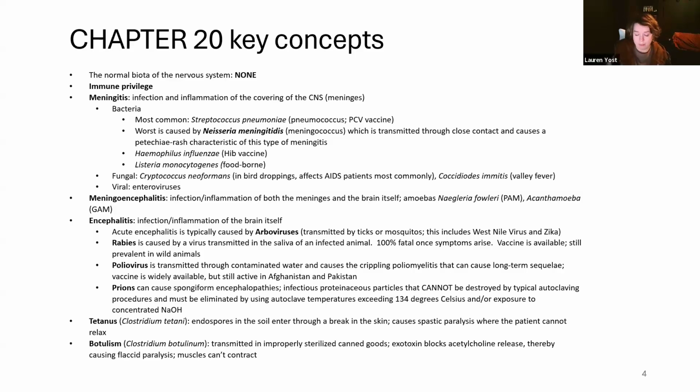You do need to know Streptococcus pneumoniae. Does it sound like it causes pneumonia? You're right, because it does. It's also the most common cause of pneumonia. Just happens to also be the most common cause of meningitis. So Streptococcus pneumoniae is also known as the pneumococcus.